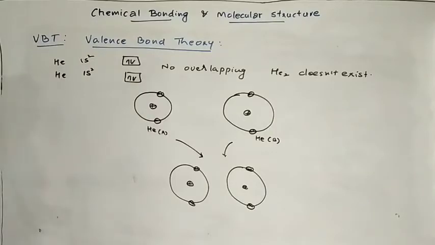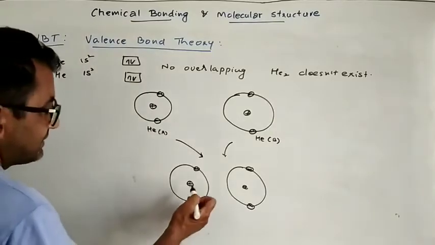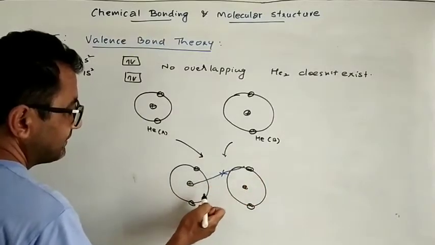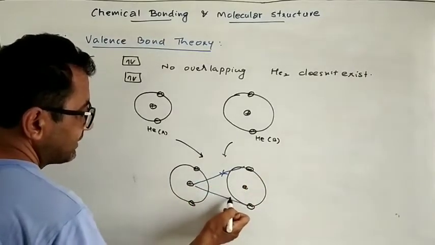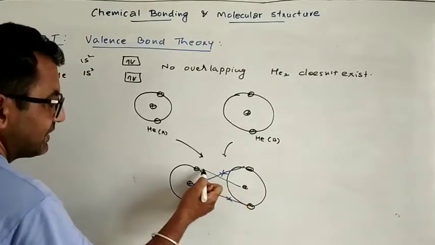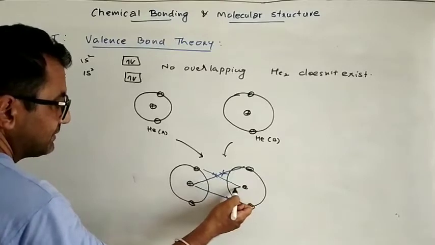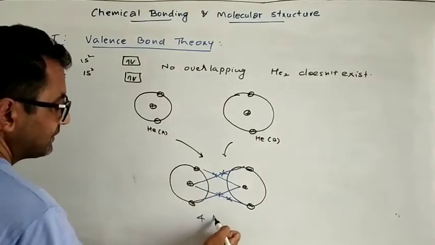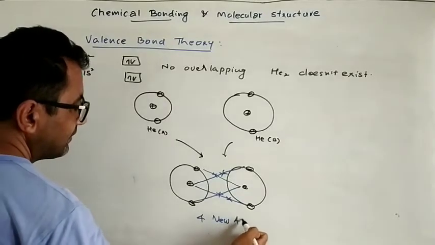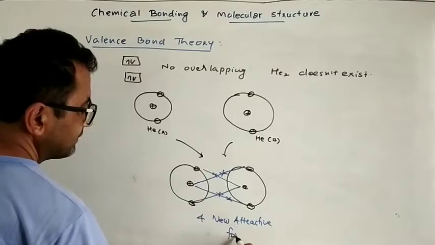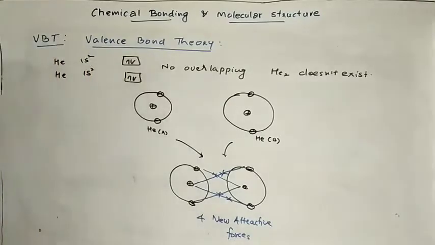Say attractive forces: this nucleus attracts the electron of the second. This is 1. This nucleus attracts the electron of the second. 2. The nucleus of this one will pull its electron towards itself, and the nucleus of this one will pull its electron towards itself. So there are 4 new attractive forces which try to make the bond between the two atoms.